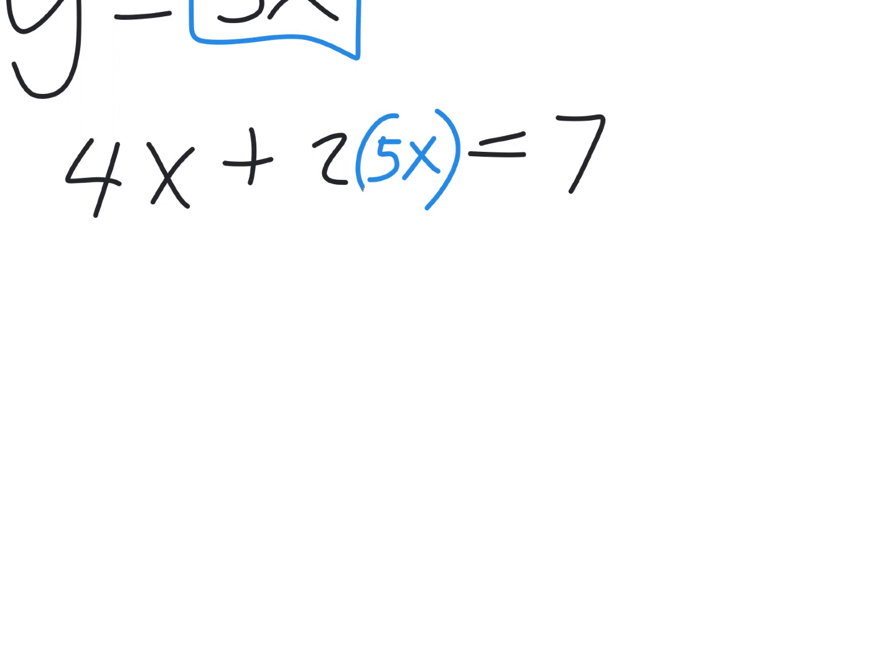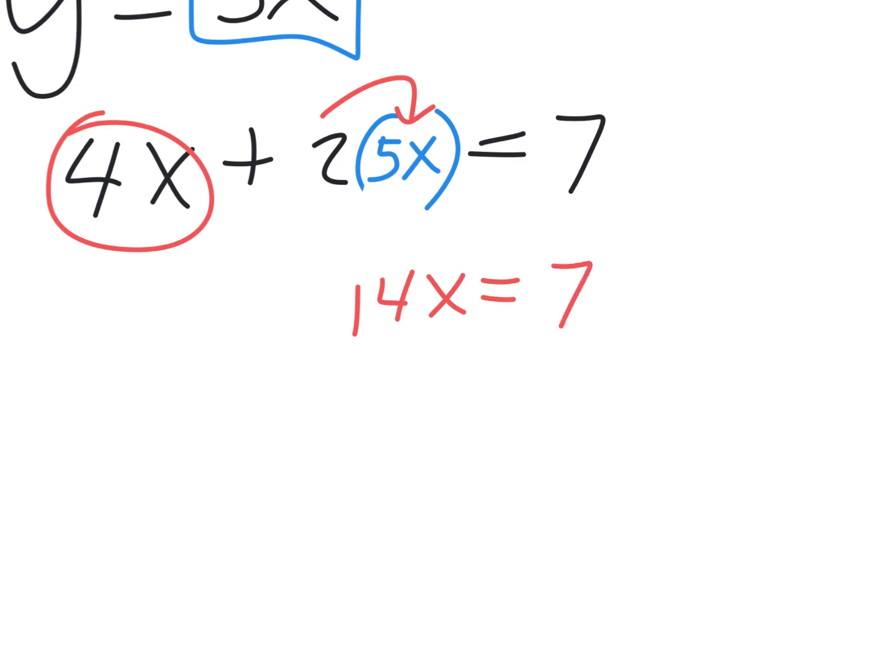Avia, could you tell me what you would do next? I think you would distribute the 2. Okay, so 2 times the 5x, what's that make? That makes 10x, put it with the 4x, and you get 14x equals 7. This was 10, this was 4, that made 14. And then divide by 14, final answer.